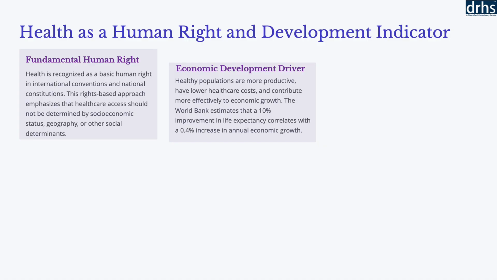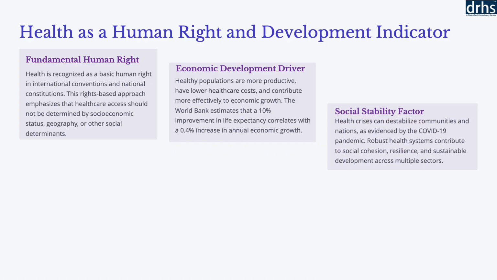Healthy populations are more productive, innovate more readily, and contribute more effectively to economic growth. The World Bank estimates that a 10% improvement in life expectancy can boost annual economic growth by 0.4%. Conversely, poor health places a massive strain on economies. Households facing catastrophic health expenditures are often pushed into poverty, creating a vicious cycle that stifles development. Furthermore, health is a critical factor for social stability.